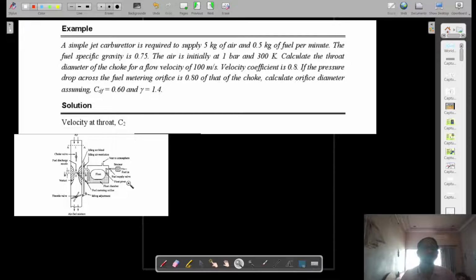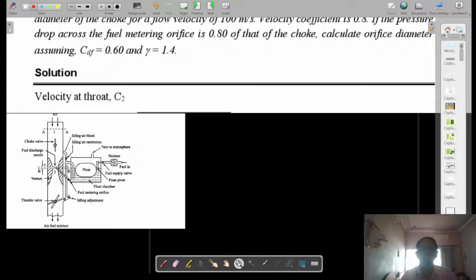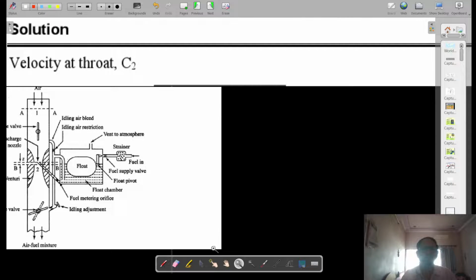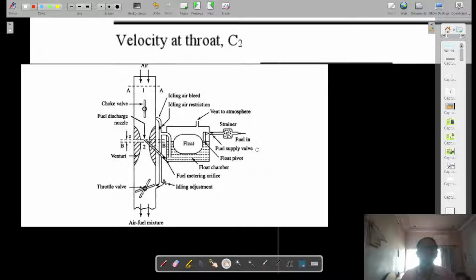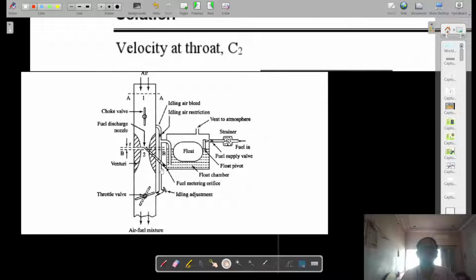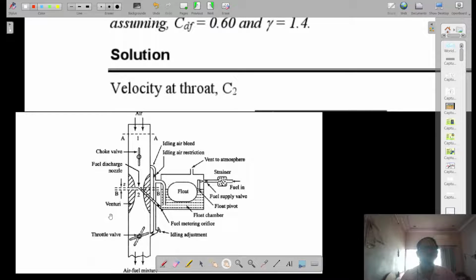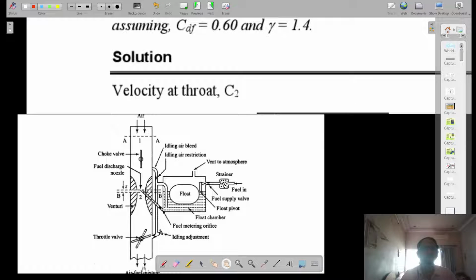Okay, so this is a carburetor. Just a few things about the carburetor you should know. So what is basically a carburetor? We have this passage through which the air moves from the atmosphere to the cylinder. Why does the air move from the atmosphere to the cylinder?